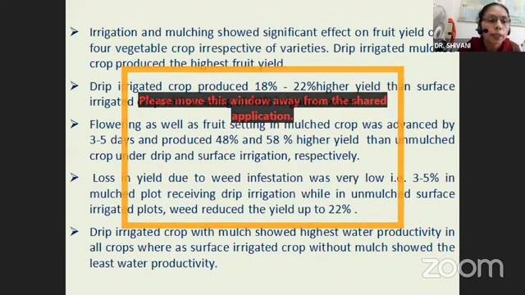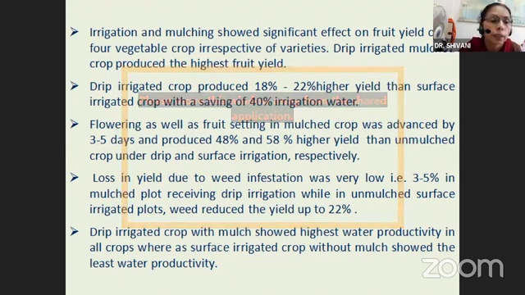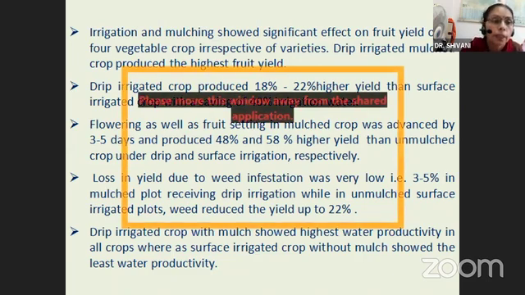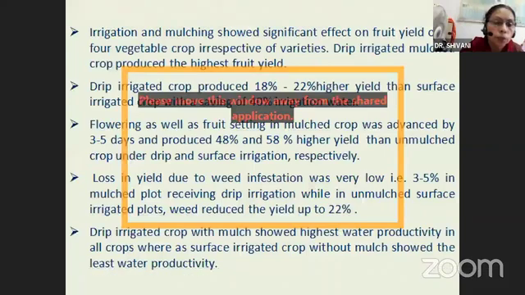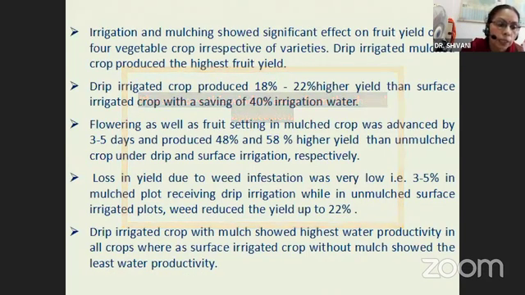And drip irrigation with mulch reduces the weed population in a very effective manner. I have produced four vegetable crops with drip irrigation, and irrespective of varieties, it was shown that a drip irrigated crop having mulch produces the highest fruit yield, 18% to 20% higher. As well, the flowering and fruit setting in the mulch crop was advanced by 3 to 5 days, and it produced 48% and 58% higher yield than unmulched crop under drip and surface irrigation.